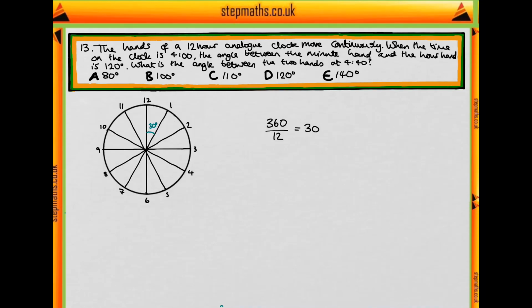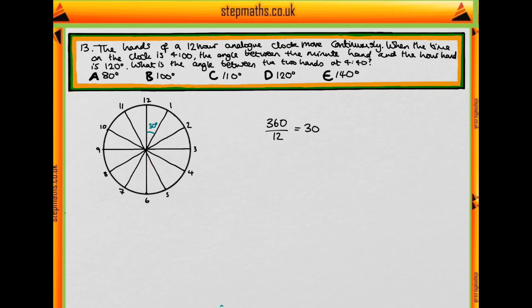So this is what our clock is going to look like, something like this. We have 12 sections altogether, one for each hour, and a total of 360 degrees because it's a circle. So each segment must be 360 divided by 12, so 30 degrees. So we have 30-degree angles inside each of these.